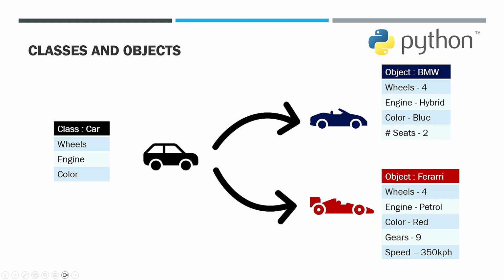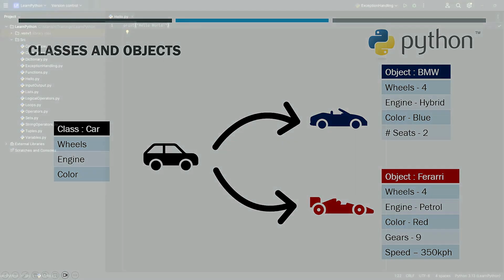While both objects originate from the same car class, they have different values for their attributes, with BMW having one additional attribute as number of seats and Ferrari having two additional attributes, gear and speed, showing that objects can have additional attributes beyond the base class. Now let's see this example in code.